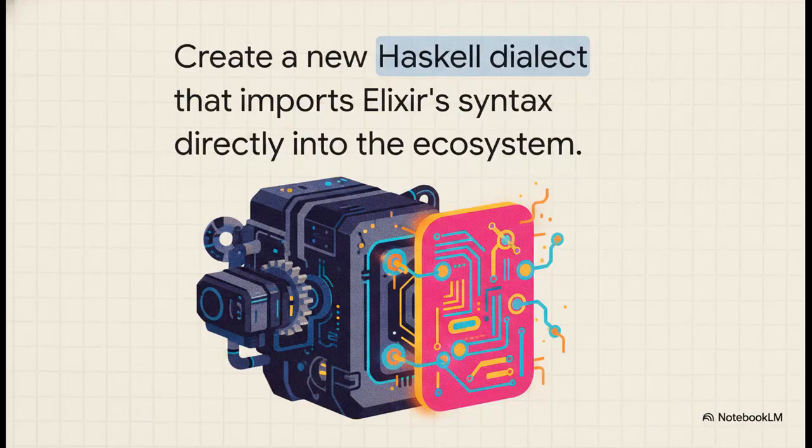Now, obviously, building a brand new systems language from scratch is a pretty monumental task. So Ang proposes a slightly simpler alternative. What if we just created a new Haskell language extension? Basically, we could forge a new dialect that simply imports Elixir's syntax directly into the Haskell ecosystem. You'd keep all that underlying power of Haskell, but you'd swap out the messy interface for a clean, flexible one.